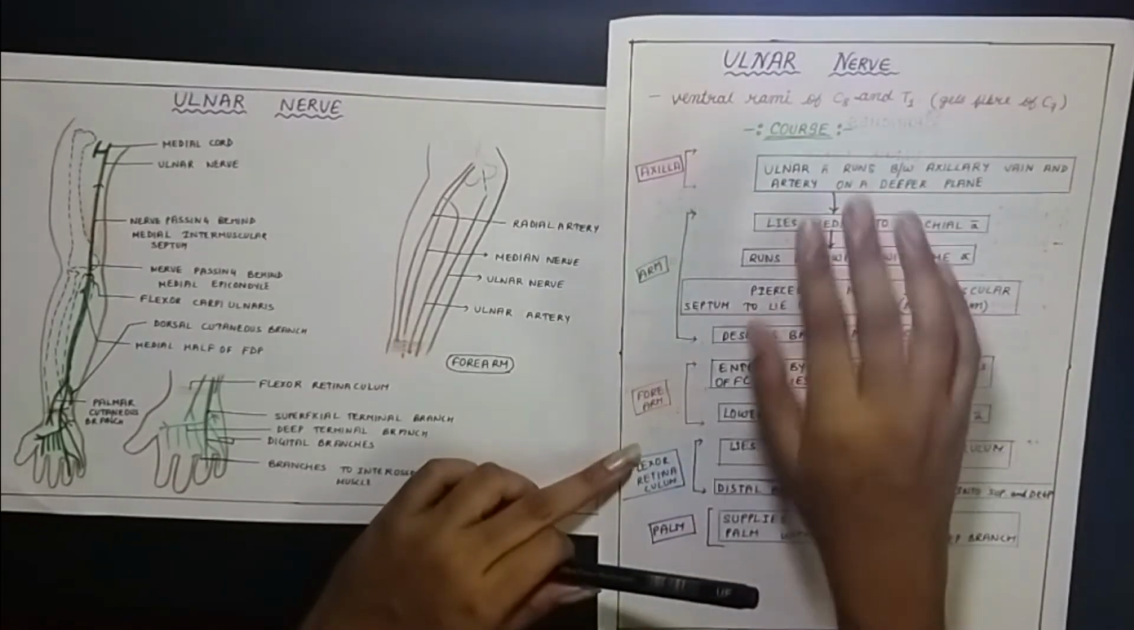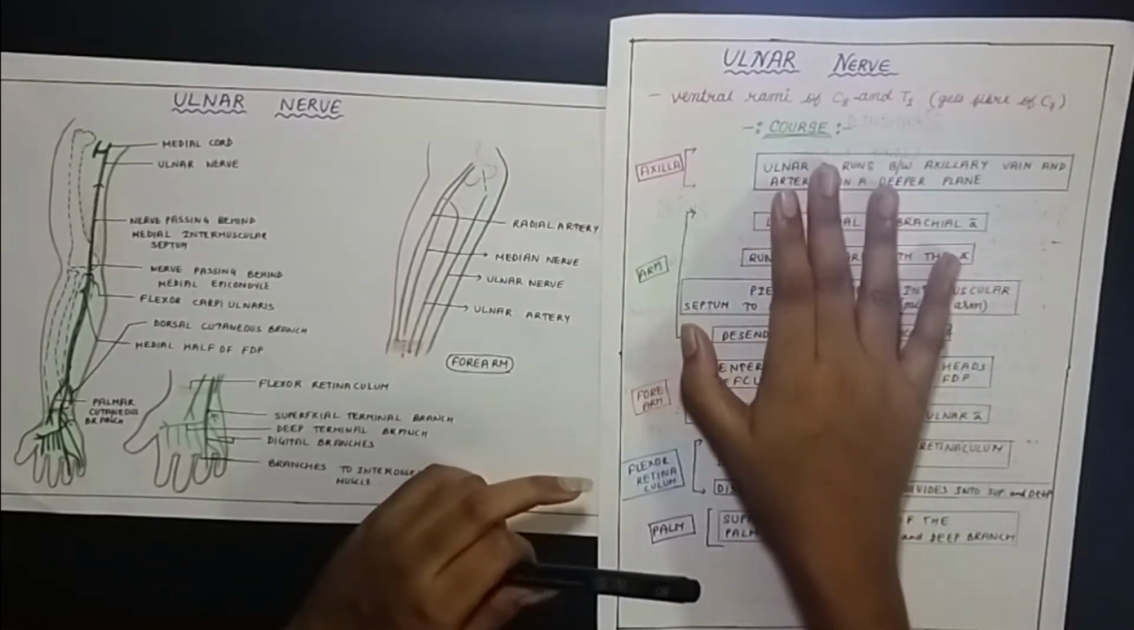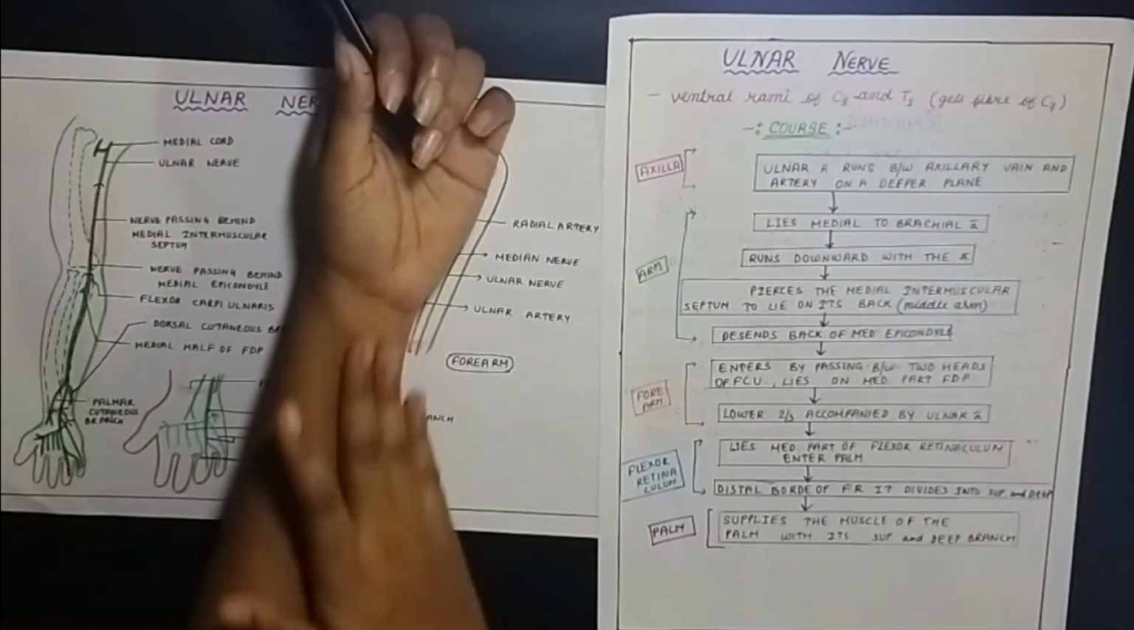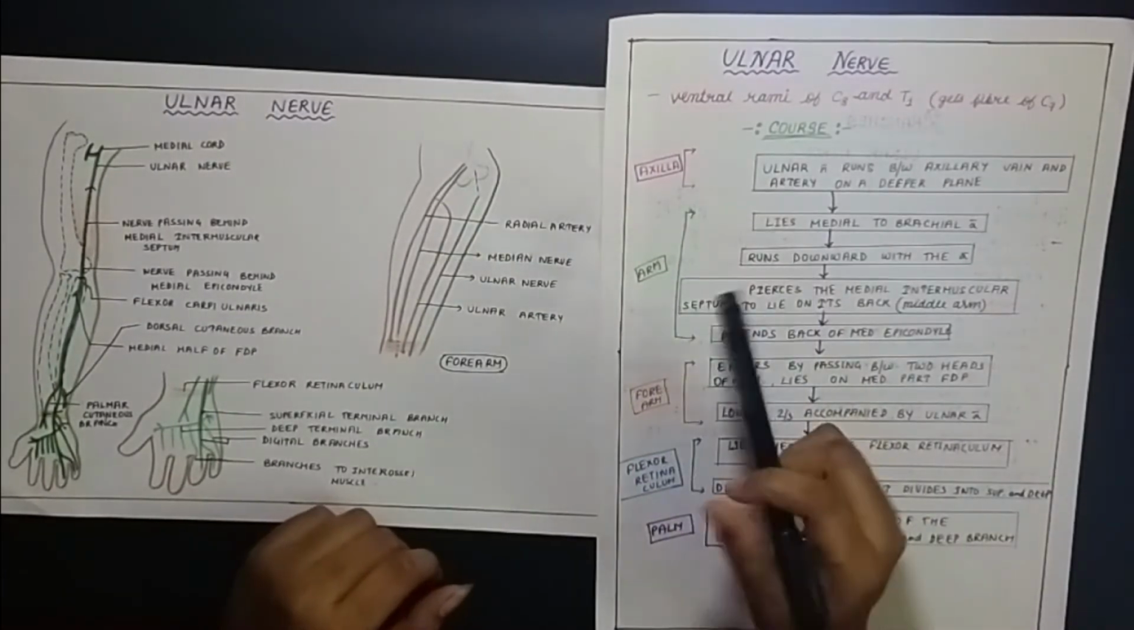Axilla. Now, why ulnar nerve? Because it is on the ulnar side, and you know where the ulna lies? The ulna lies in the medial half of your hand. Okay, so let's start with the course in the axilla.